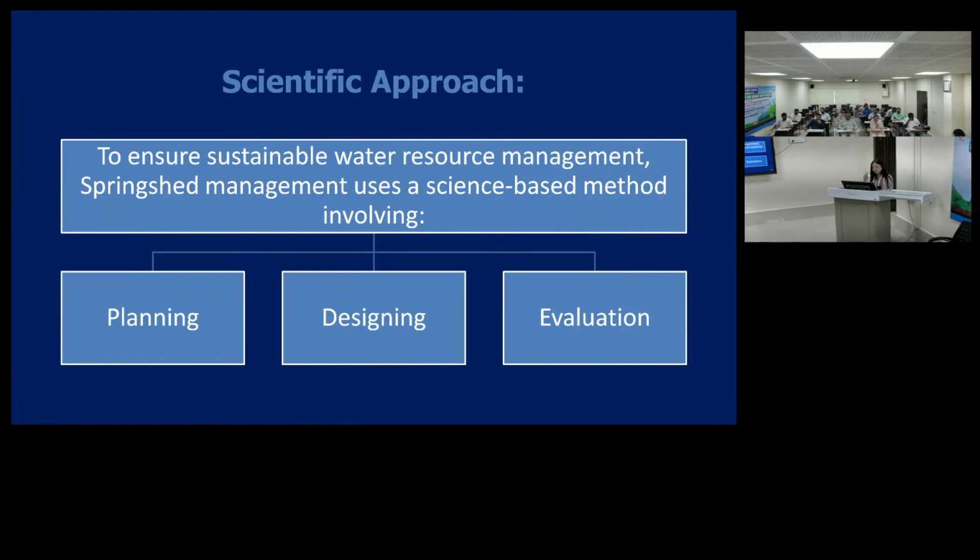Now I have said that there are two approaches. One is the people-centric approach and the other is the scientific approach. So this is the scientific approach. In the scientific approach, there are three main points. First is the planning, then designing, and evaluation. So these three are important for sustainable water source management or Springshed management.